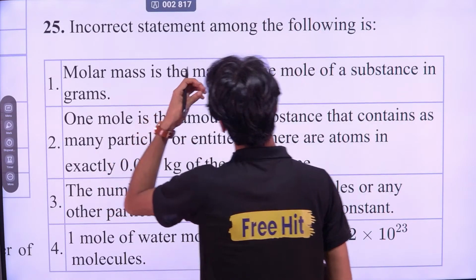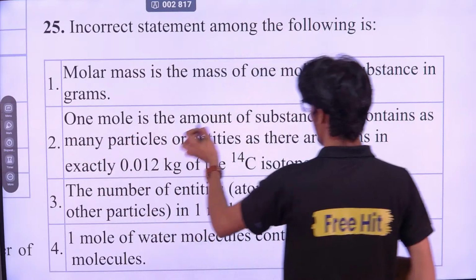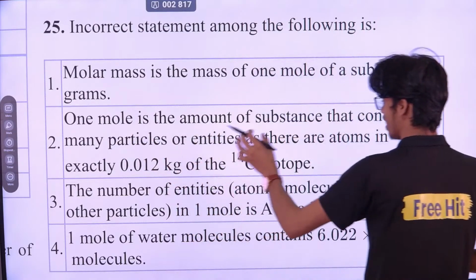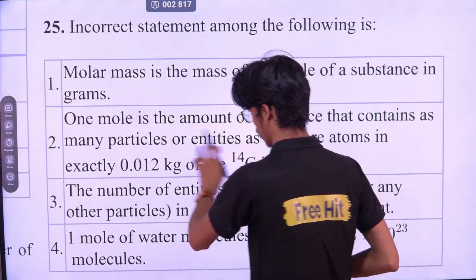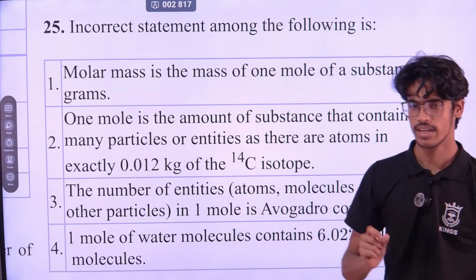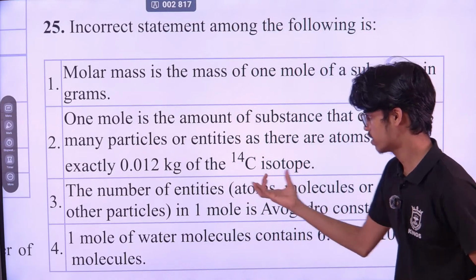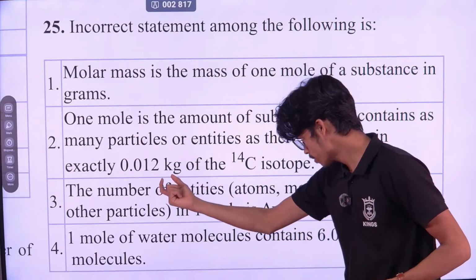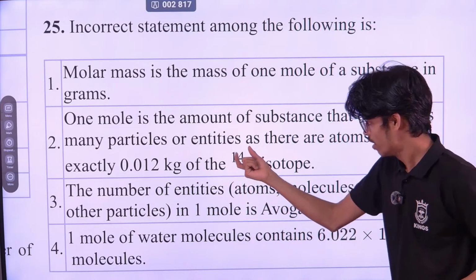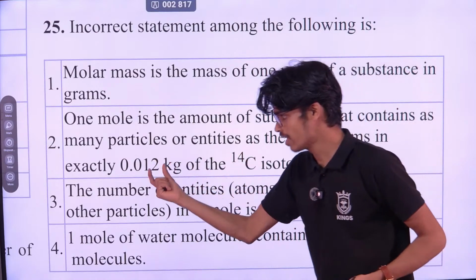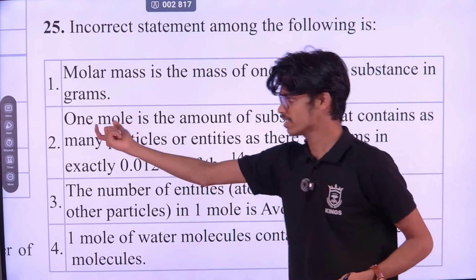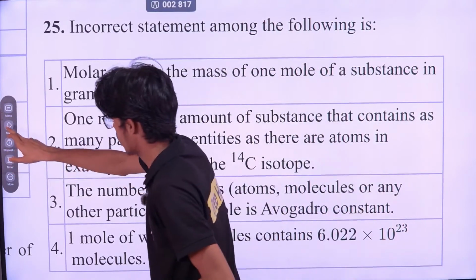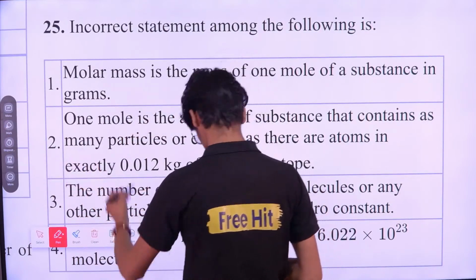Incorrect statement among the following is, now 1 mole is the amount of substance that contains as many particles or entities as there are atoms in this much. We know 1 mole is having Na number of particles. Let's see whether this is equal to Na number of particles or not. 0.012 kg means 12 gram of carbon 14. No, this is carbon 14, so this should be 14 gram to make it 1 mole, but it is asking us about 1 mole and this is not 1 mole, so this option is incorrect, hence this is the right option. Got it? Option number 2 is the right one.